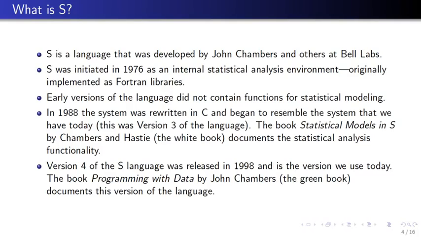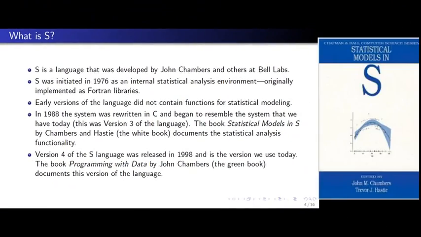Early versions of the language did not contain functions for statistical modeling. That did not come until roughly version 3 of the language. So in 1988, the system was rewritten in the C language to make it more portable across systems, and it began to resemble the system that we have today. So this was version 3, and there was a seminal book called Statistical Models in S, written by John Chambers and Trevor Hastie, sometimes referred to as the White Book. And that documents all of the statistical analysis functionality that came into that version of the language.